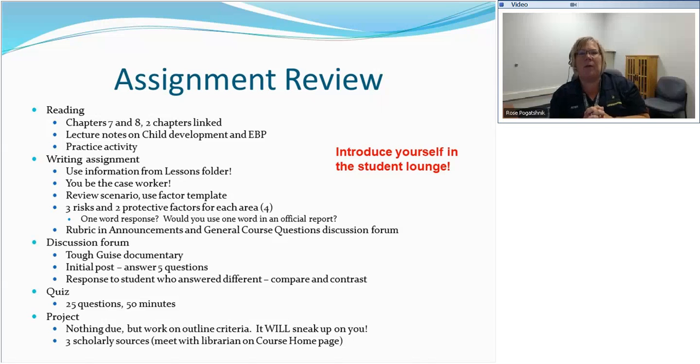This project requires that you have a minimum of 3 scholarly sources. Now, you can have more sources than that. For instance, if you're doing it on the DARE program, you can use dare.org. However, that's not one of your scholarly source requirements. You need to have 3 scholarly sources from our library database.